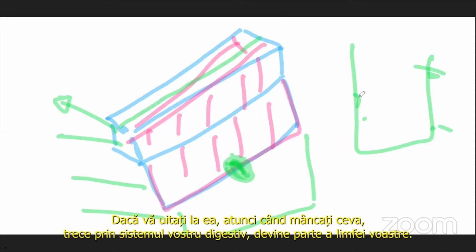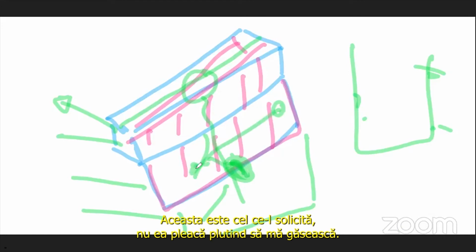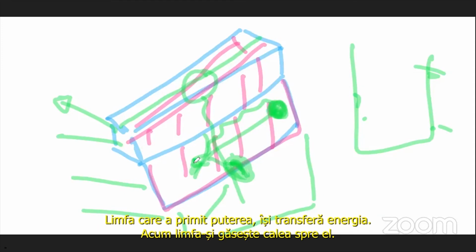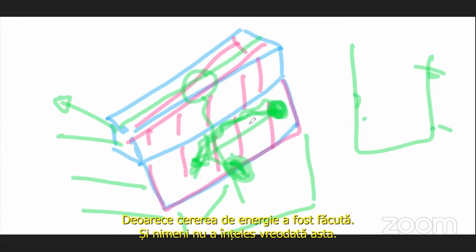If you look at it, when you eat something, it goes through your digestion system, becomes part of your lymph. It's this which calls upon it. It doesn't go float find me. This tissue, to do with, let's say, your lung on the right hand side, has a problem. The lymph which has received the strength transfers its energy. Now the lymph finds its way to it, because the call upon the energy is called. And no one has ever understood this.